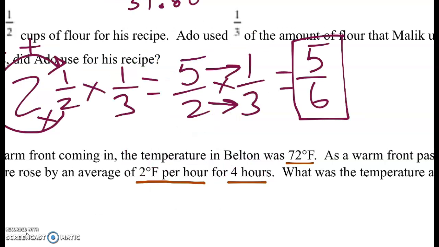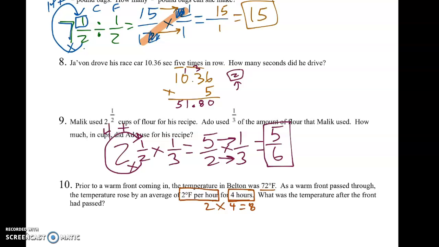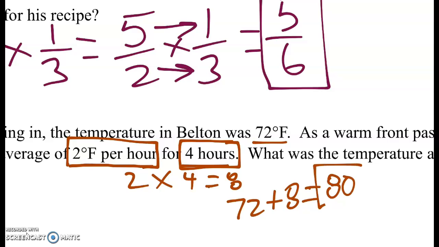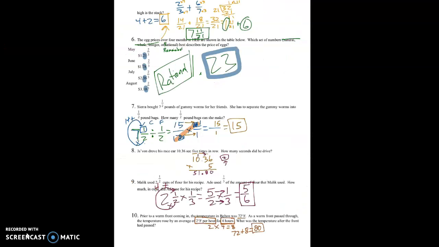So over a 4-hour period, this is an easy problem. Over a 4-hour period, each one of those hours, it rose 2 degrees. So to find out the total amount over 4 hours, we would just multiply. 2 times 4. 2 degrees times 4 hours. 8. And then what was the temperature after the warm front had passed? It was 72. It rose 8 degrees. It is now 80. Which is not too shabby of a temperature.